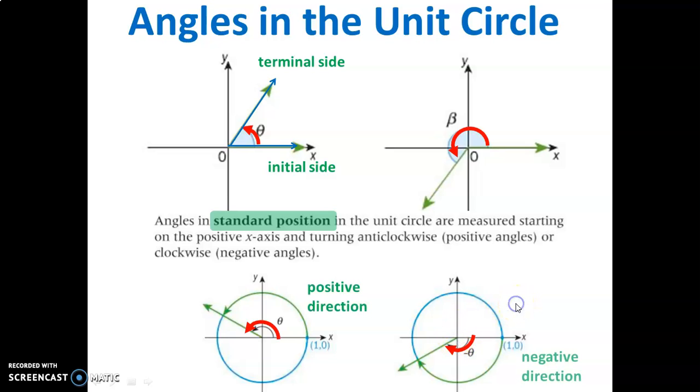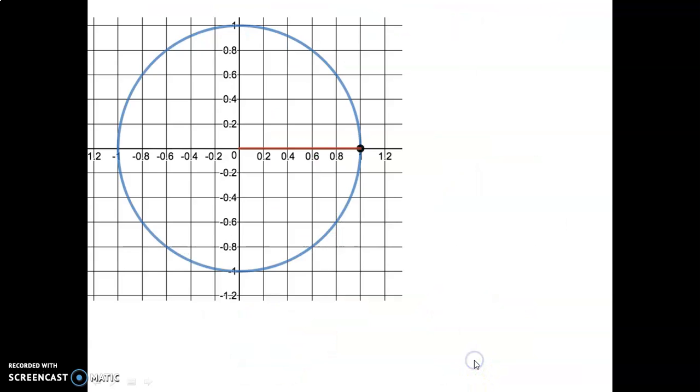Okay, positive direction, negative direction. Let's go on. So here we have a unit circle. Center is here. Here's 1 unit, one unit long right here. When we have a unit circle like that, let's say I want to find out the coordinates of this point right here on the circle.